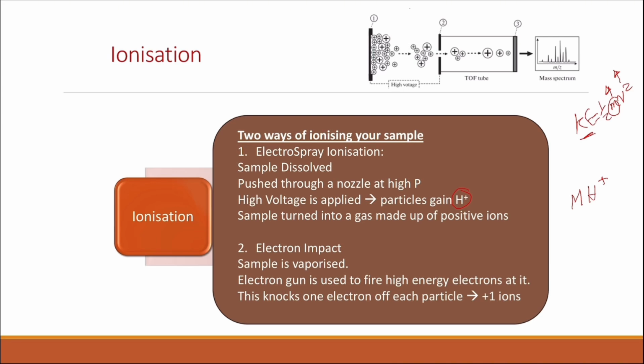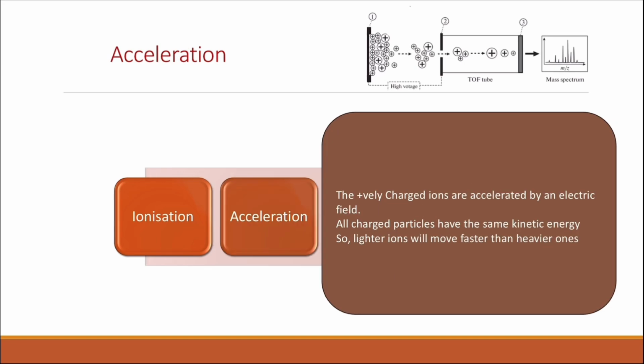In electron impact, on the other hand, the sample is vaporized first, and then an electron gun is used to fire high energy electrons at the particles. This will knock one of the electrons off each particle, so the particles lose one electron and gain a positive charge. The second stage is the acceleration, where they are accelerated and they all have the same kinetic energy.